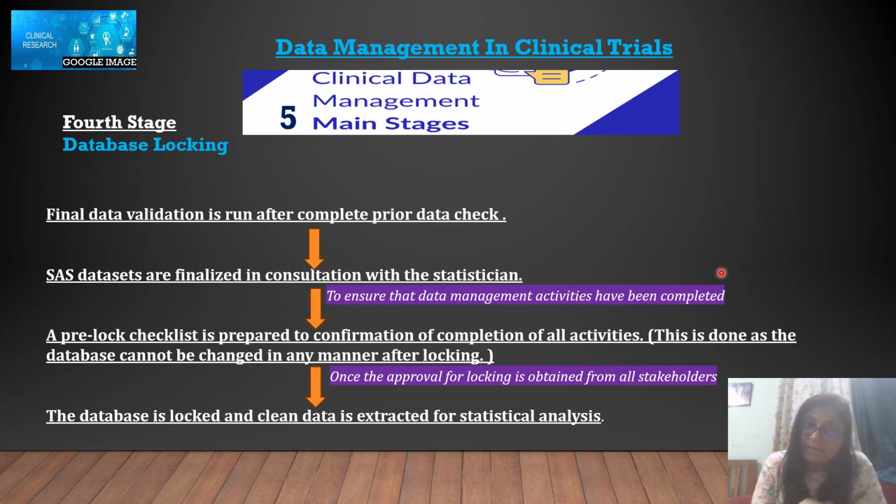and when it is okay, this data is finalized in consultation with a statistician. I am just mentioning that for data management, biostatistics is also a very important stream, because data are managed in consultation with them only. Then the next stage is the pre-lock checklist. Why is it done?